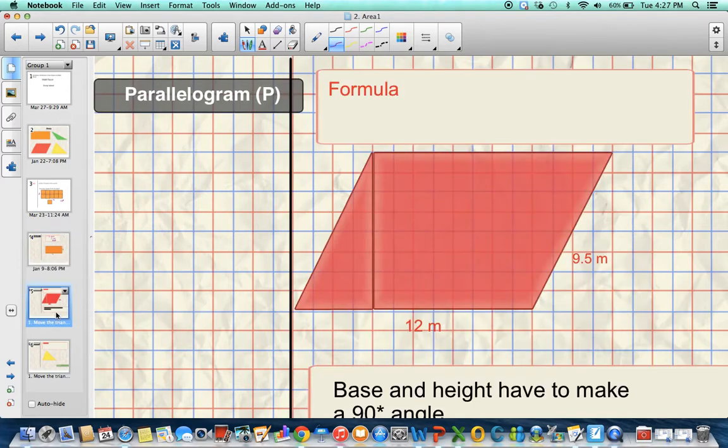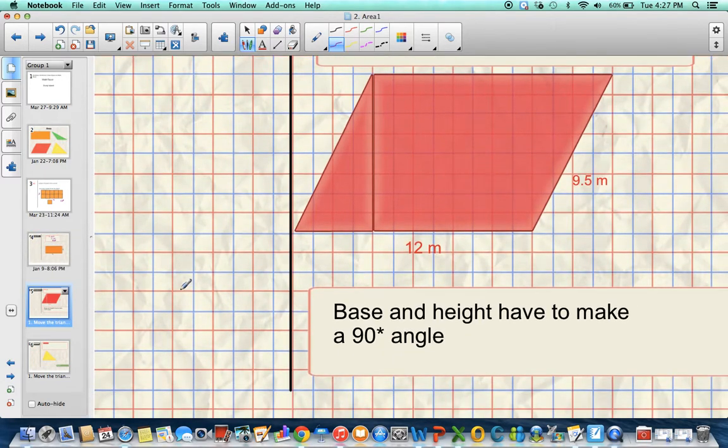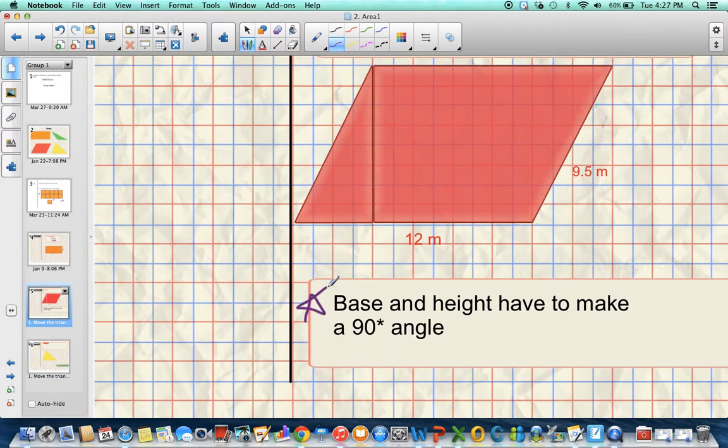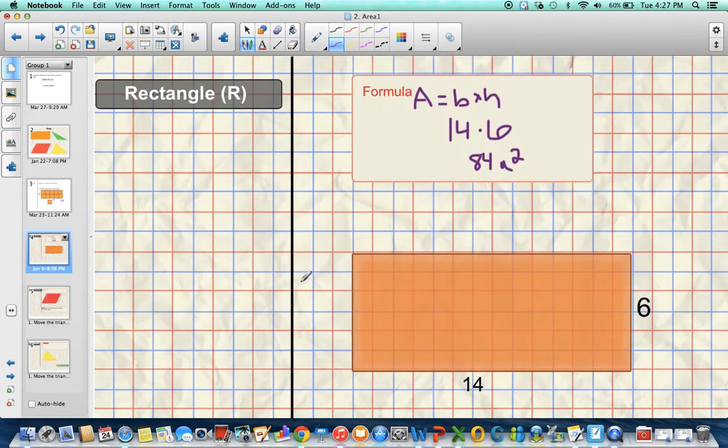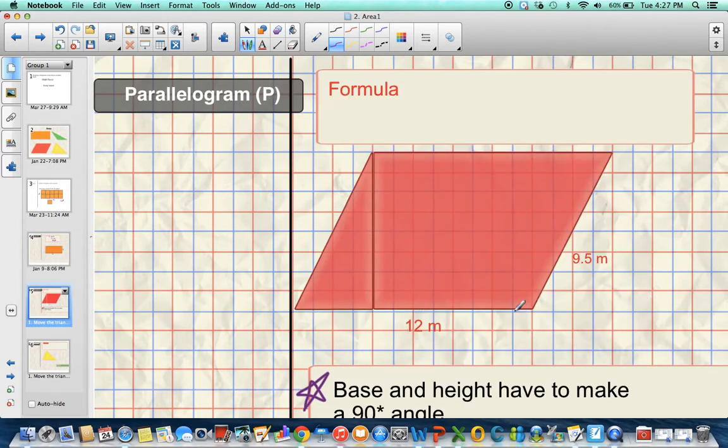Let's look at a parallelogram now. The biggest thing you need to know is this. I want you to put this in your notebooks and star it. Base and height have to make a 90-degree angle. If I don't have a 90-degree angle, I don't have a base and a height. If you look back at the rectangle right here, I have a base and a height. This one, the parallelogram, doesn't have a base and a height because it doesn't make a 90-degree angle. So this is not my height.